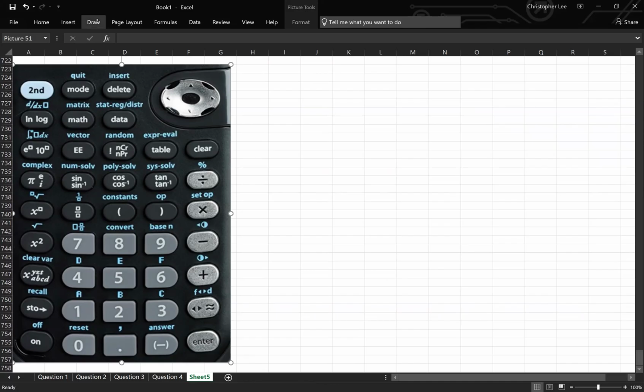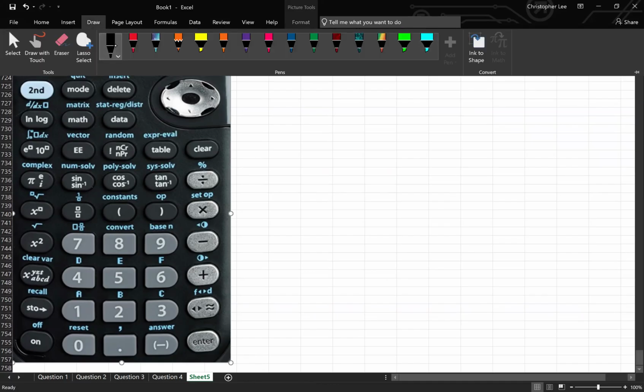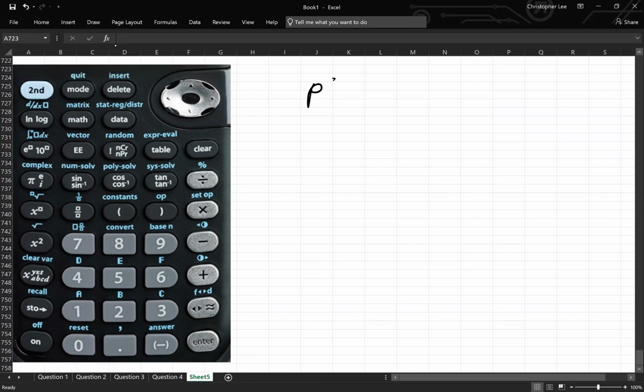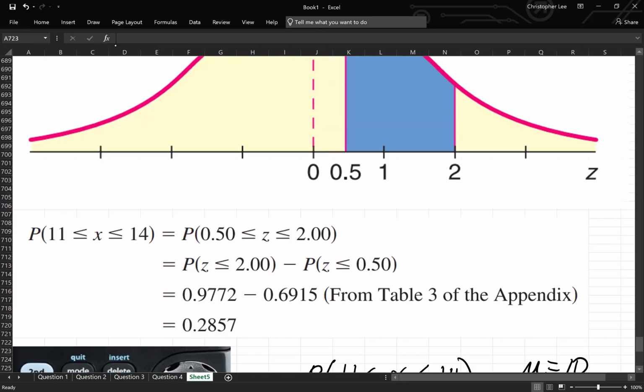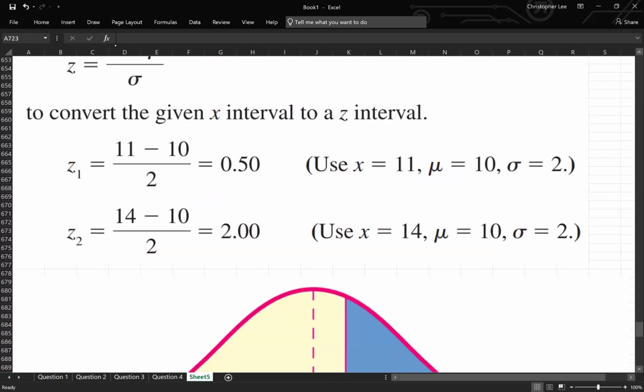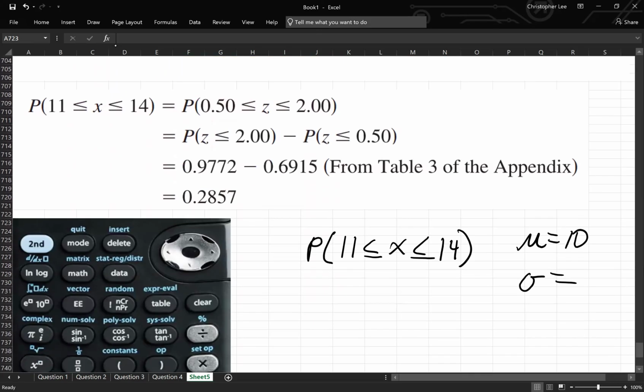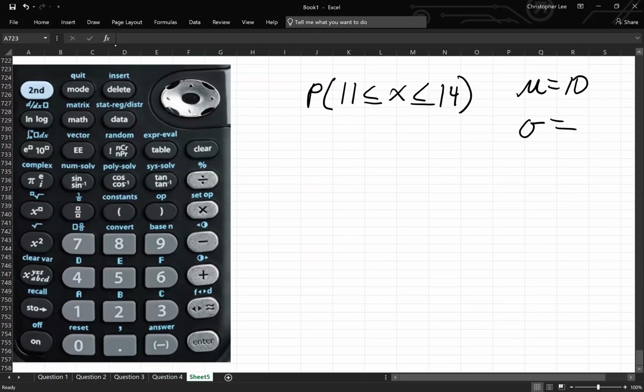Okay, awesome. So just to recap, let me get my pen out. We want to know what's the probability of 11 less than or equal to x less than or equal to 14, where my mean mu is equal to 10 and my standard deviation sigma is equal to, I believe, 2. Let me check. 2, right?